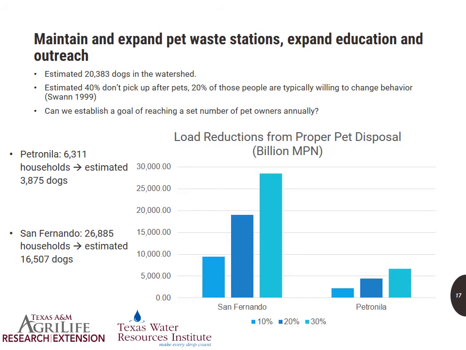So again, San Fernando has more households, so it has a much larger number of dog estimates, which is why there's larger load reductions expected in that watershed than Petronila. One question that came up in our work groups was, we want to know how many parks are out there and how many actually have pet waste stations. So I have that information on the next slide.